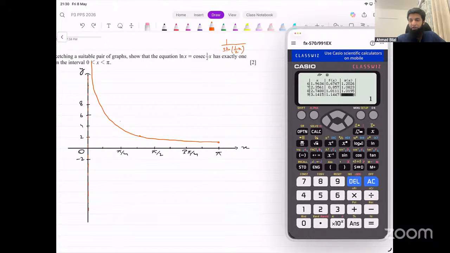How will we do it without the calculator? We will not do it without the calculator. Why would you do it without calculator? How will you find values of cosecant without calculator? You have to memorize values for that. I don't recommend that. You have your calculator, just do it on that.